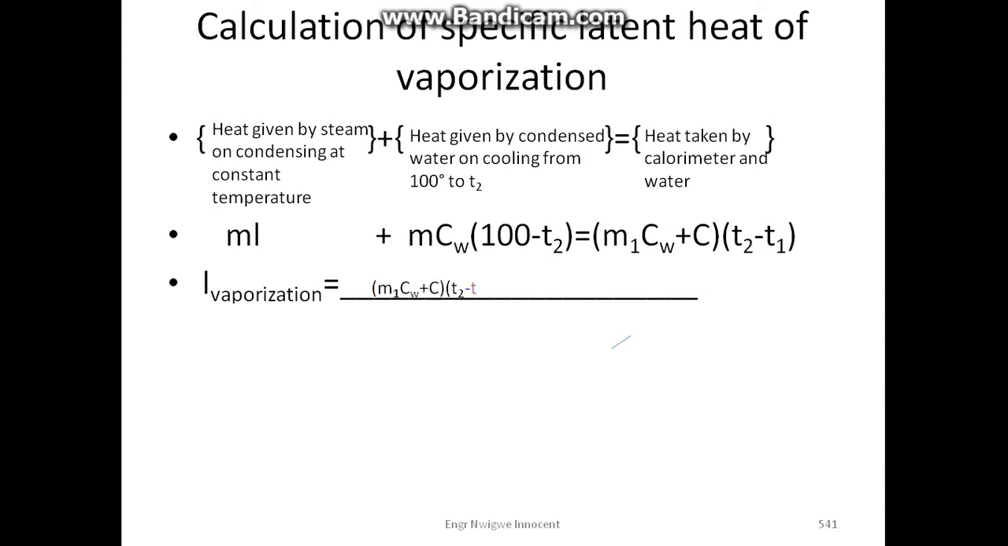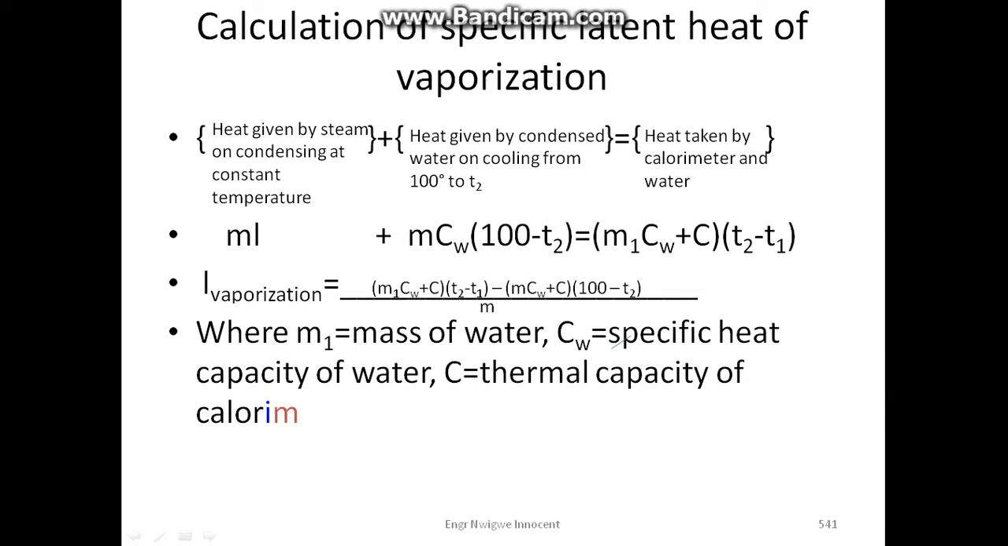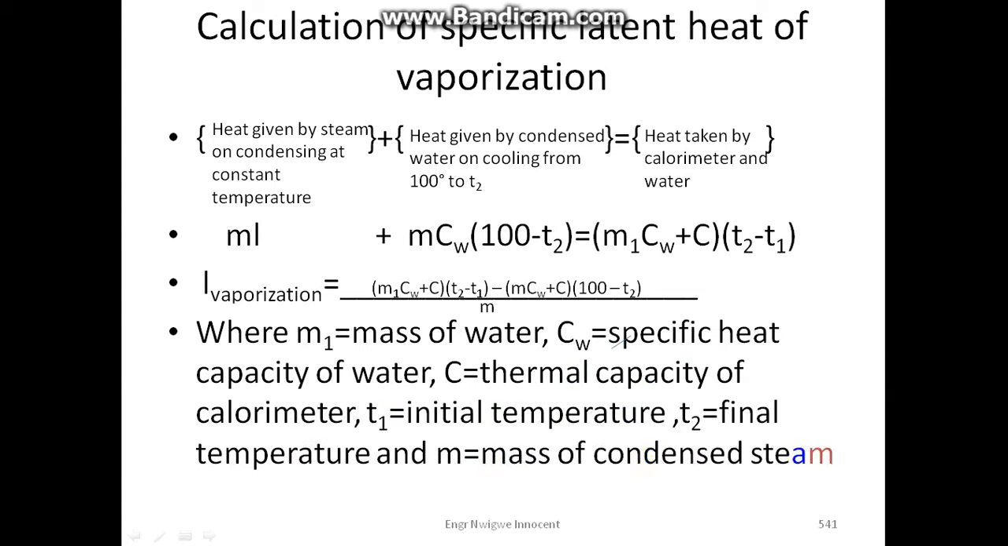L vaporization equals [(M1 Cw + C)(T2 minus T1) minus m Cw (100 minus T2)] all over m, where M1 is the mass of water, Cw is the specific heat capacity of water, C is the thermal capacity of the calorimeter, T1 is the initial temperature, T2 is the final temperature, and m is the mass of condensed steam.